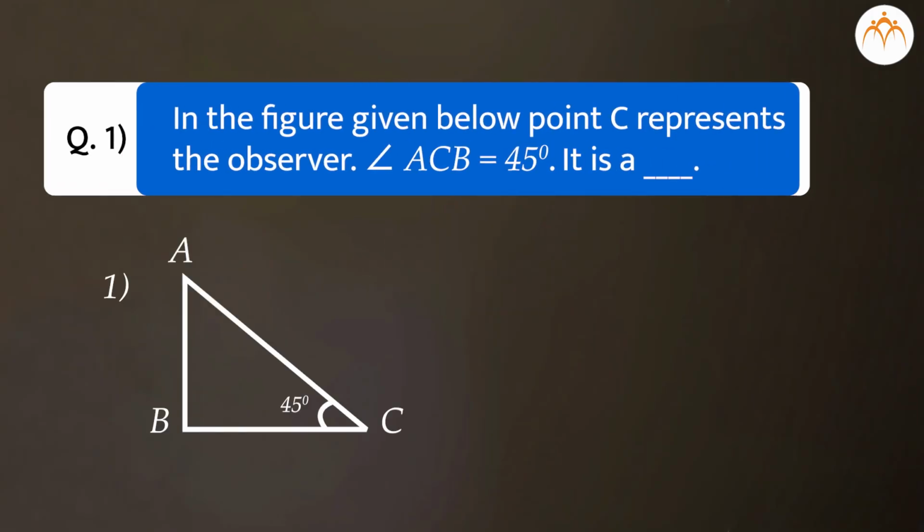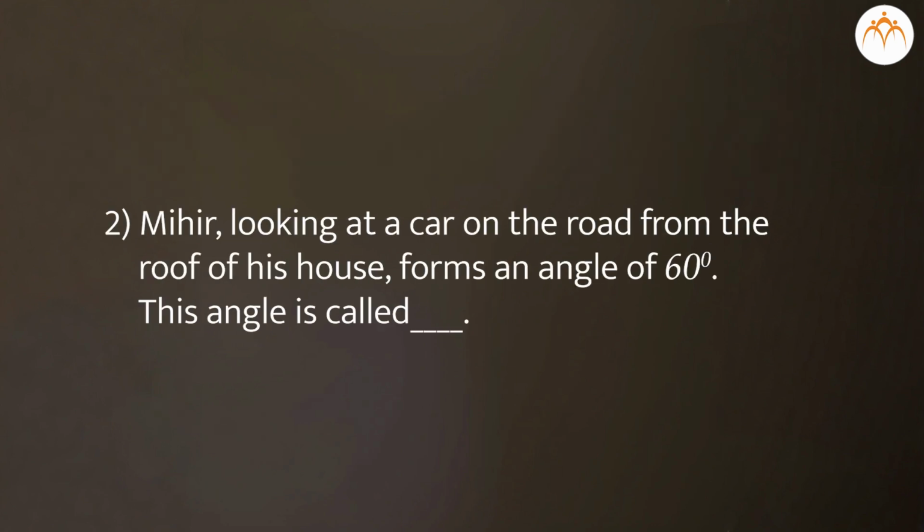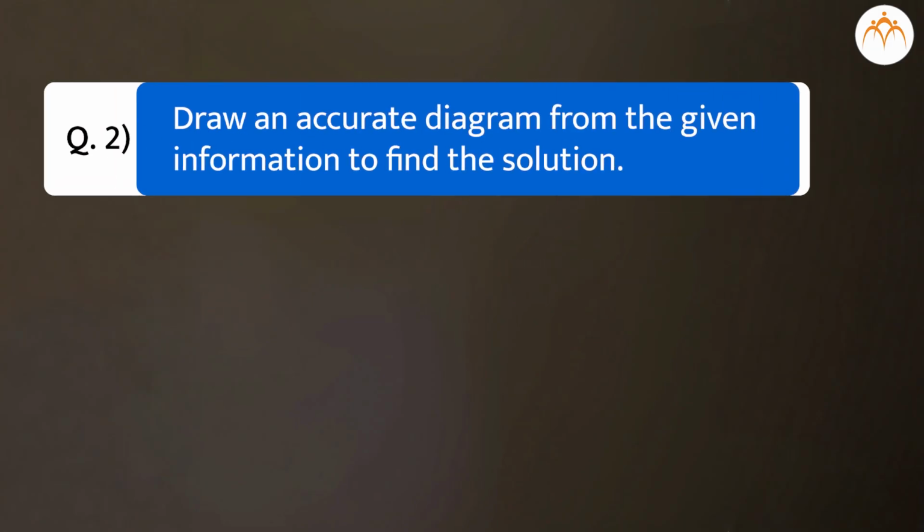In the figure given below, point C represents the observer. Angle ACB is equal to 45 degrees. It is an angle of Mihir looking at a car on the road from the roof of his house forms an angle of 60 degrees. This angle is called the angle of. Draw an accurate diagram from the given information to find the solution.